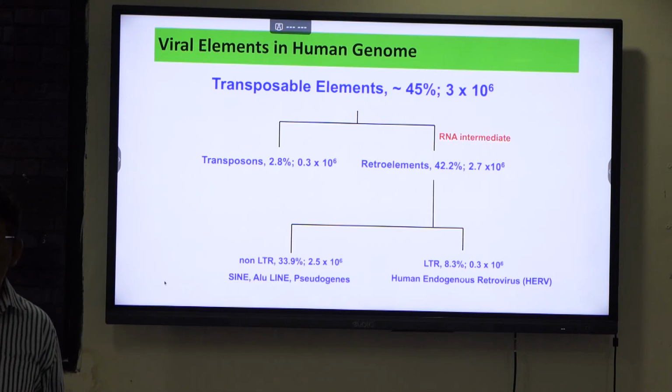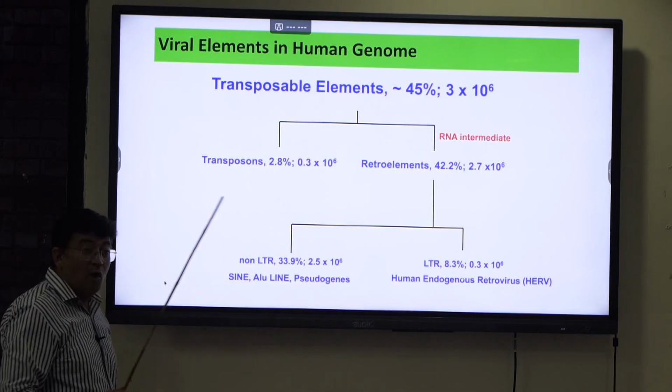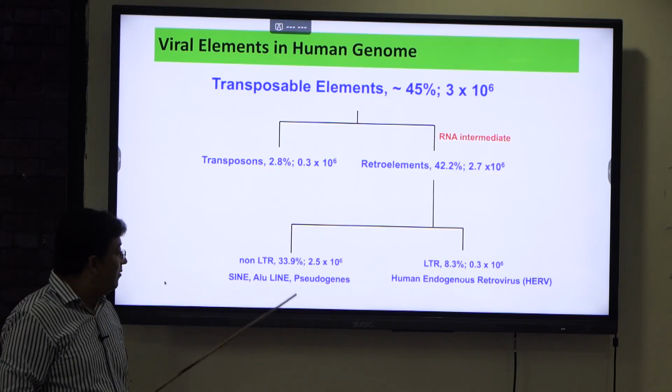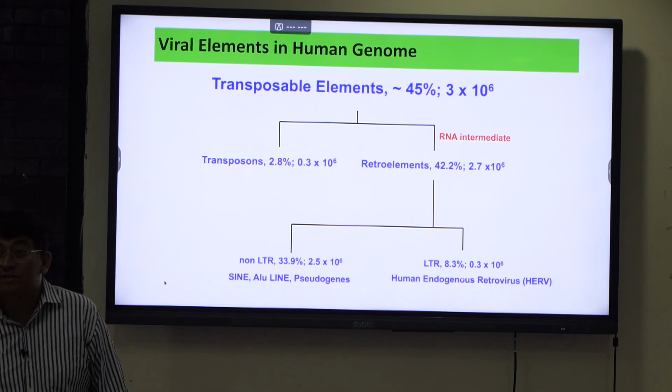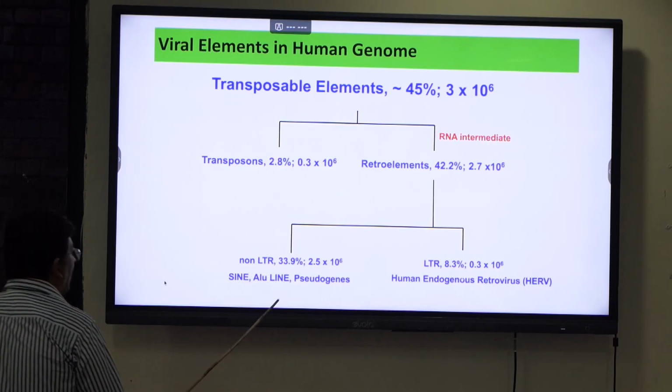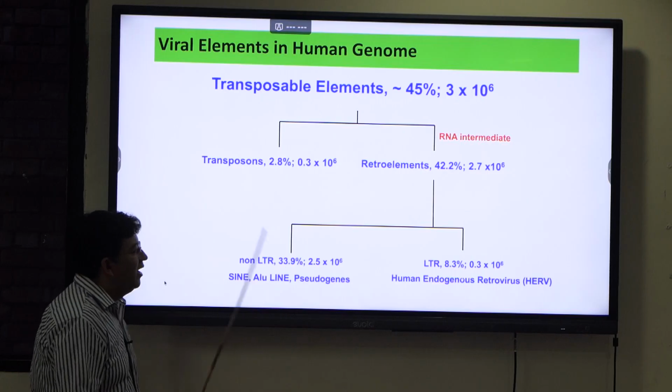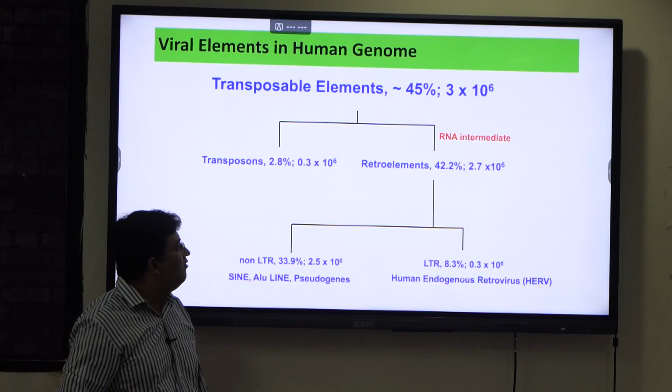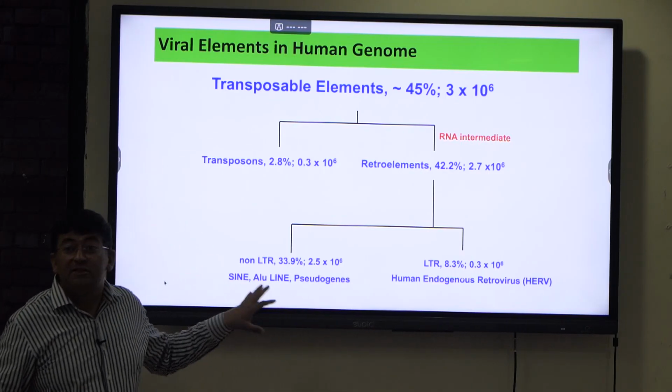If you say something, I will know whether I should proceed further or make it clearer to you at this point, right? So when there are non-LTR containing retro elements, we call them SINE sequences, Alu sequences. Molecular biology you must have studied. SINE sequence, Alu sequence, right? Pseudogenes, only what percentage? 33.9% or something like that. The majority of retro elements fall under this category.